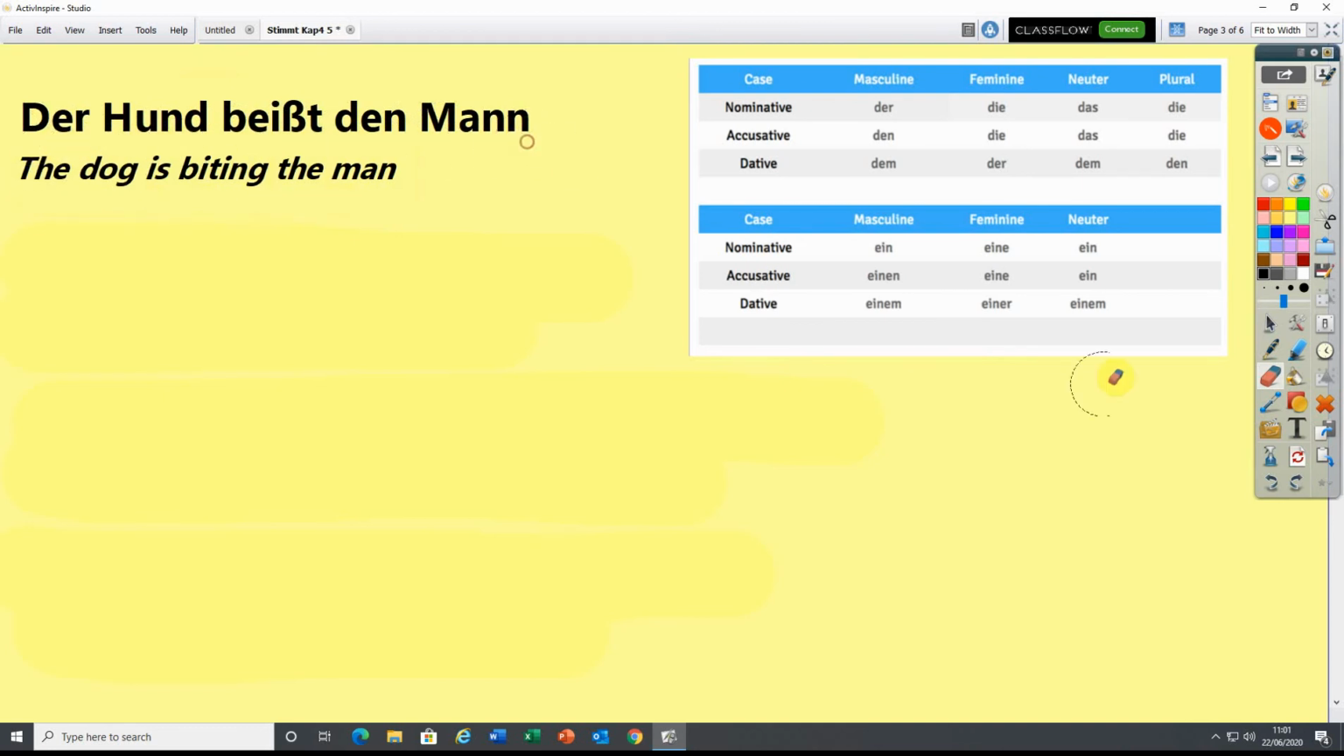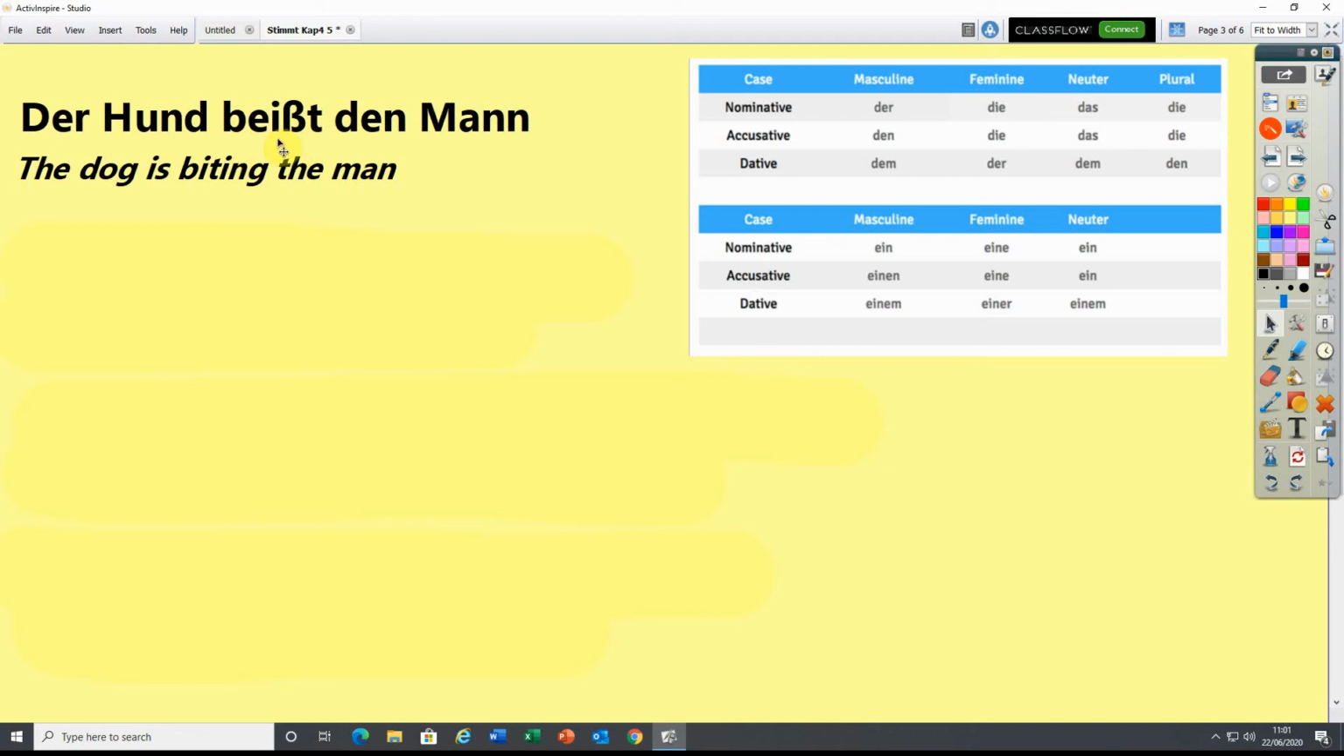Der Hund beißt den Mann, which means the dog is biting the man. So it's a very straightforward, simple sentence. It is in the classic style of subject, verb, object. Now, every sentence really, to be a sentence, needs a verb. So here is the verb beißt, is biting. That's the action being described in this sentence.